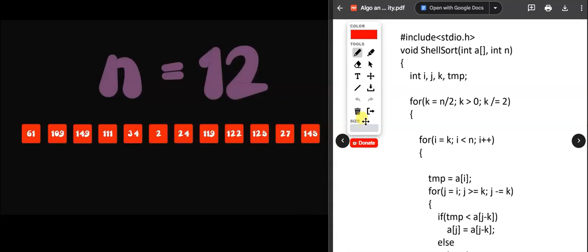We are about to understand the topic of shell sort. In shell sort, the process is very simple. We also have to learn the algorithm. That's why I am showing the steps along with the algorithm. But the process of shell sort doesn't require you to follow the algorithm.